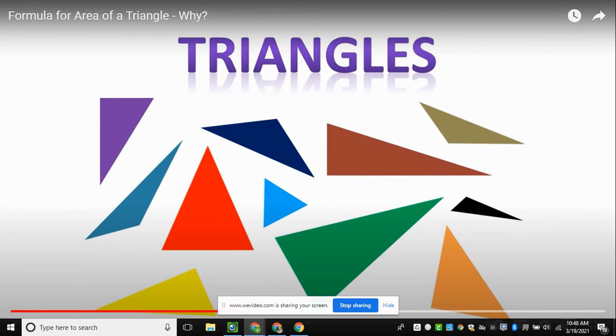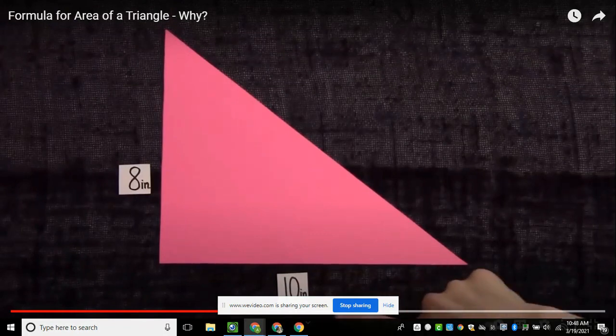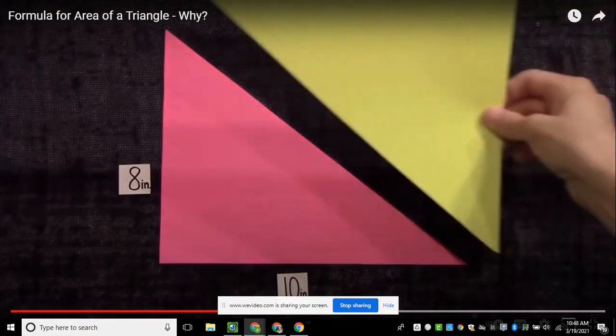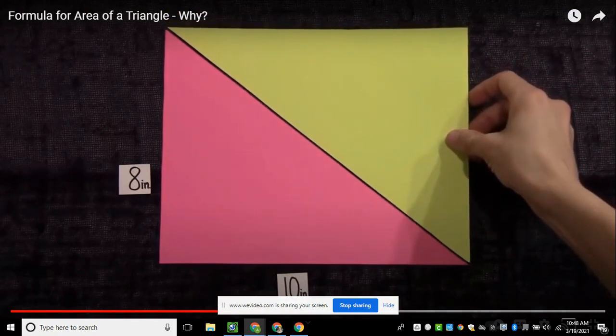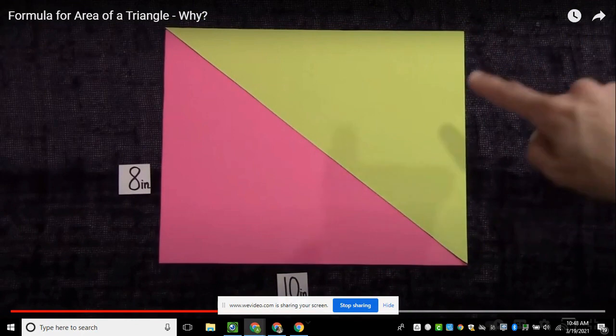Area of a triangle equals 1/2 base times height. Take this right triangle here with a base of 10 inches and a height of 8 inches. We want to know the area, or how many square inches the space inside can hold. So I'm going to take another triangle, same size and shape, or congruent to this one, just in a different color to help you see.